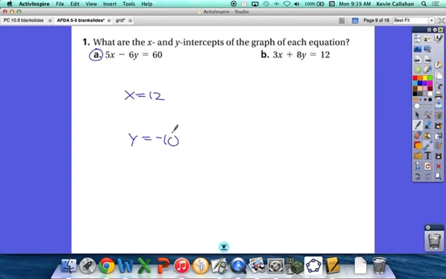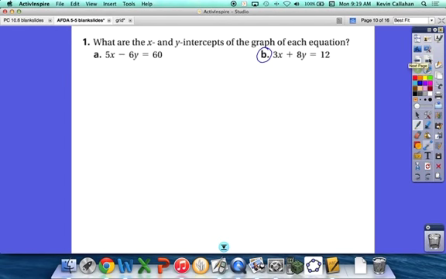You could put in the intermediate steps like they did on the last one. I could have a step here that says 5x minus 6 times 0 equals 60, 5x equals 60, or you can just cover one up at a time like that. Get your 2 points. What about the next one?